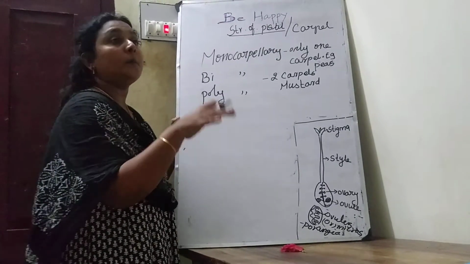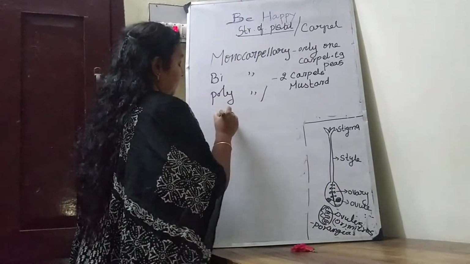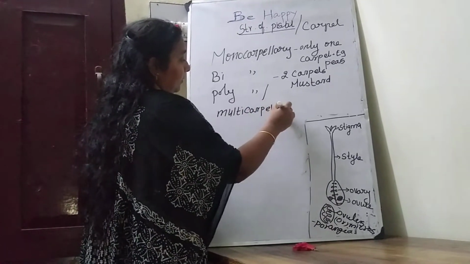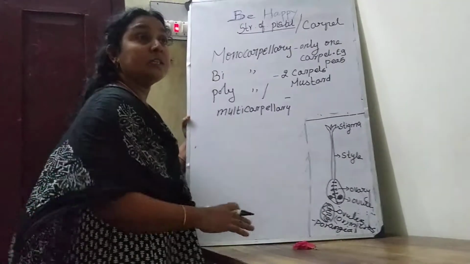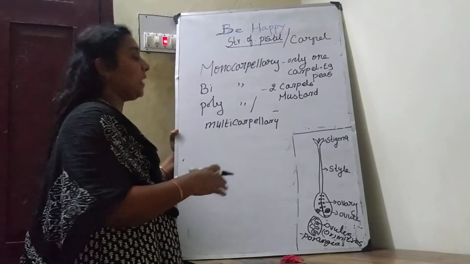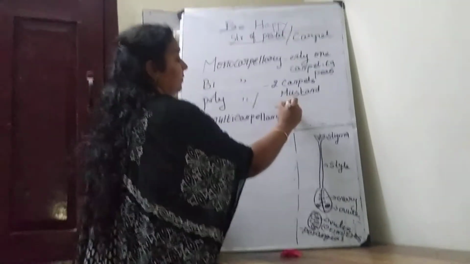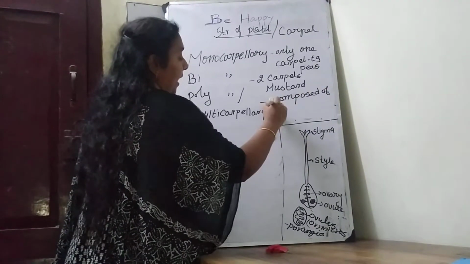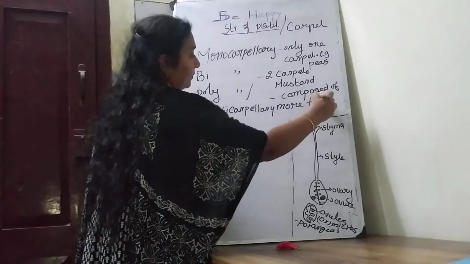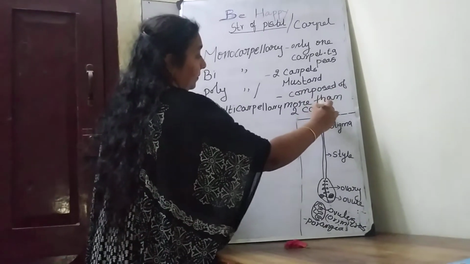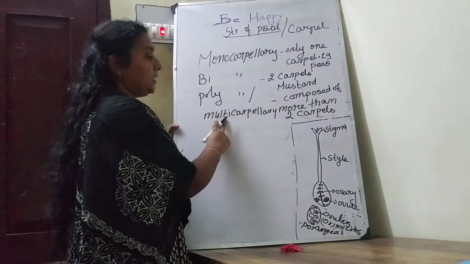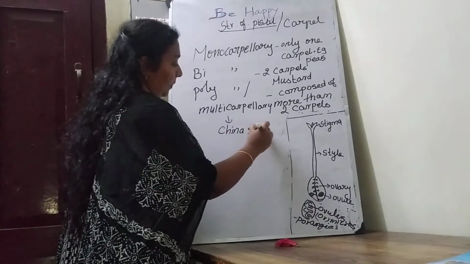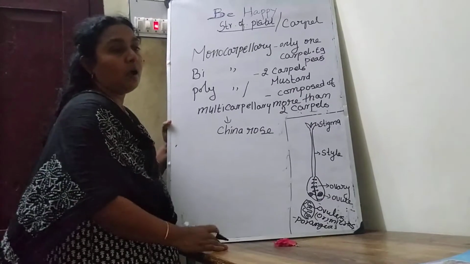It is otherwise called multicarpellary. Pistil is composed of more than two carpels, that is called multicarpellary. Example, China rose.